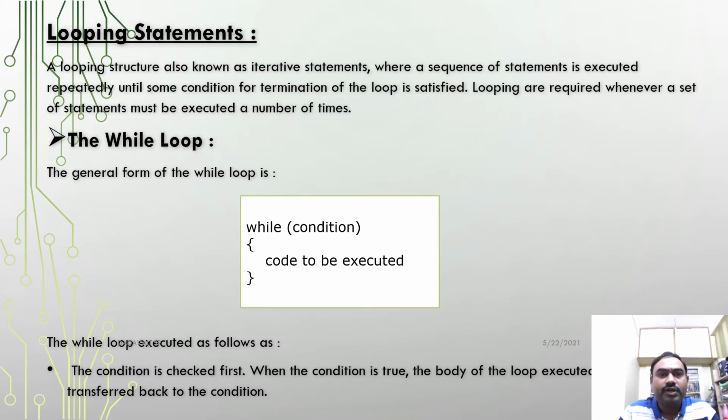Already in C programming, the same looping is there, and here also in JavaScript the same concept and the same syntax. Look at the general form of the while loop: while, within the parentheses the condition, and a block of statements. For the block of statements, you take curly braces, the beginning of the braces and the end of the braces. This is the syntax of the while loop.